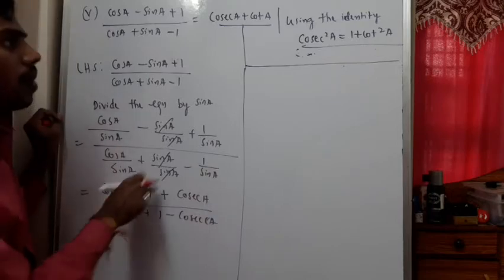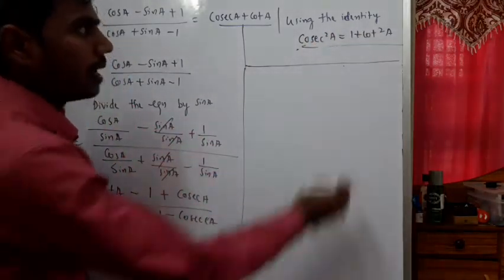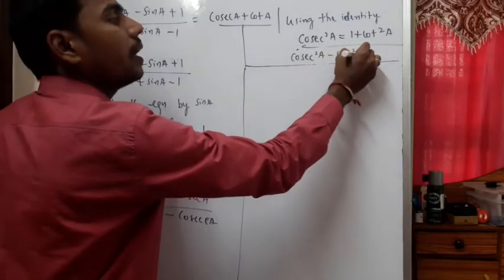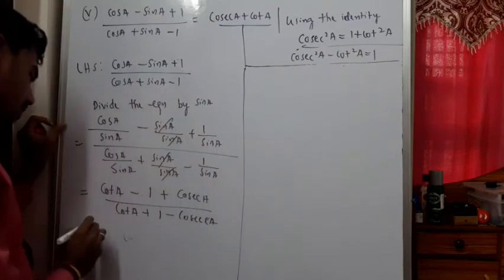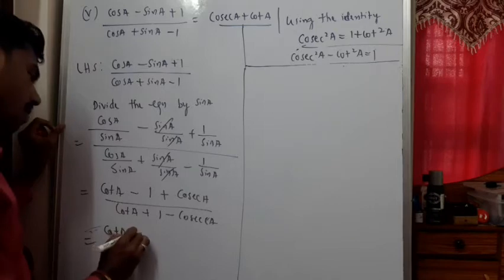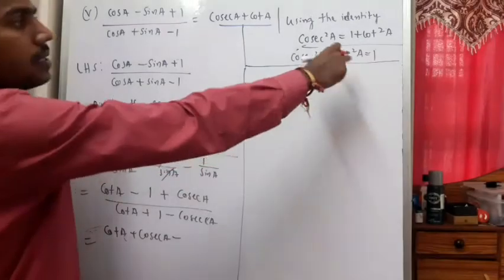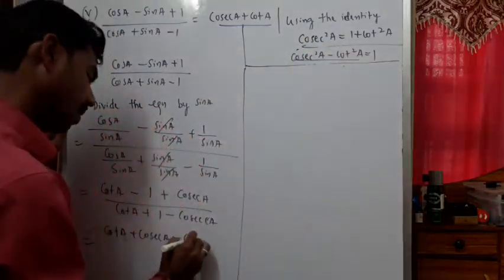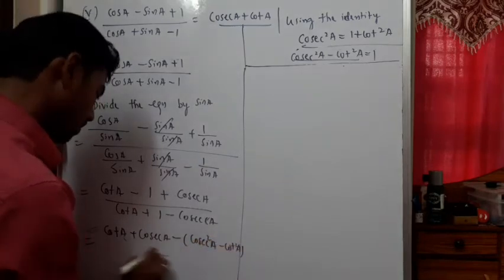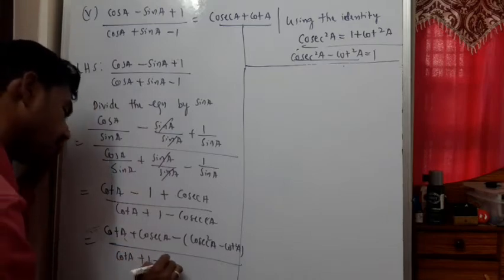See, instead of this 1, what we can write? See, cosecant square A is equal to 1 plus cot square A. If I take cot square to the left hand side, cosecant square A minus cot square A is equal to 1. So that only I am going to do. So now cot A as it is plus cosecant A. This minus 1 can be written as cosecant square A minus cot square A. Cosecant square A minus cot square A divided by cot A plus 1 minus cosecant A.